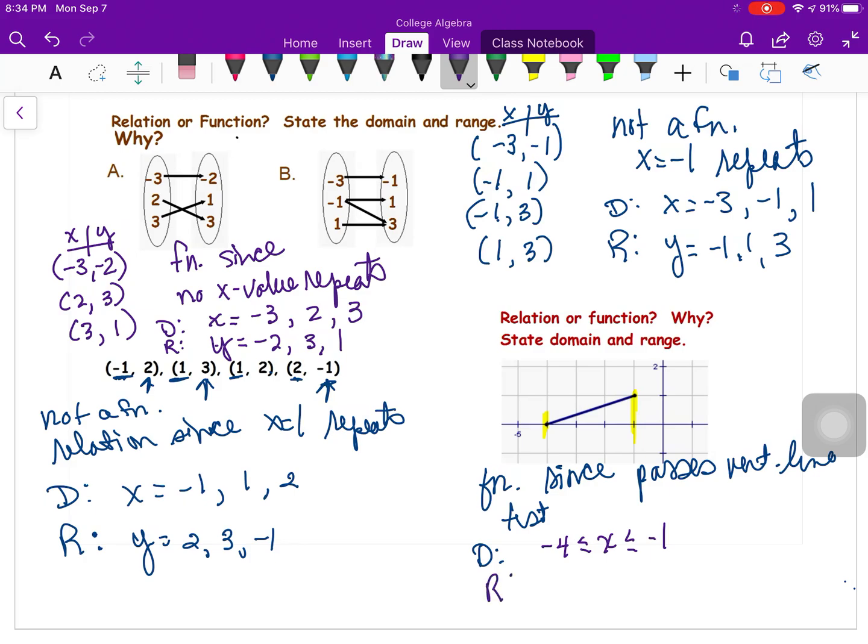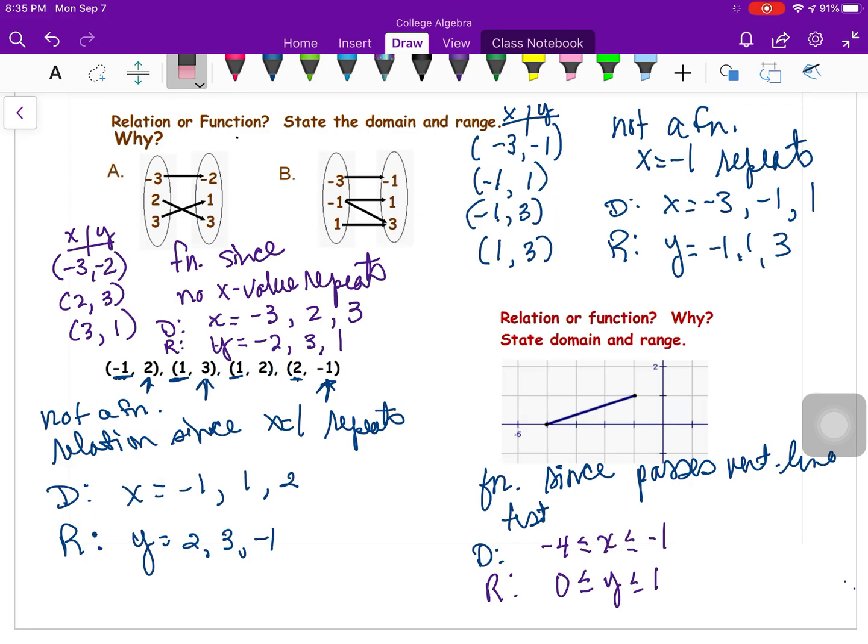So then my range are my Y values from here to here. 0 is less than or equal to Y, which is less than or equal to 1. All right.